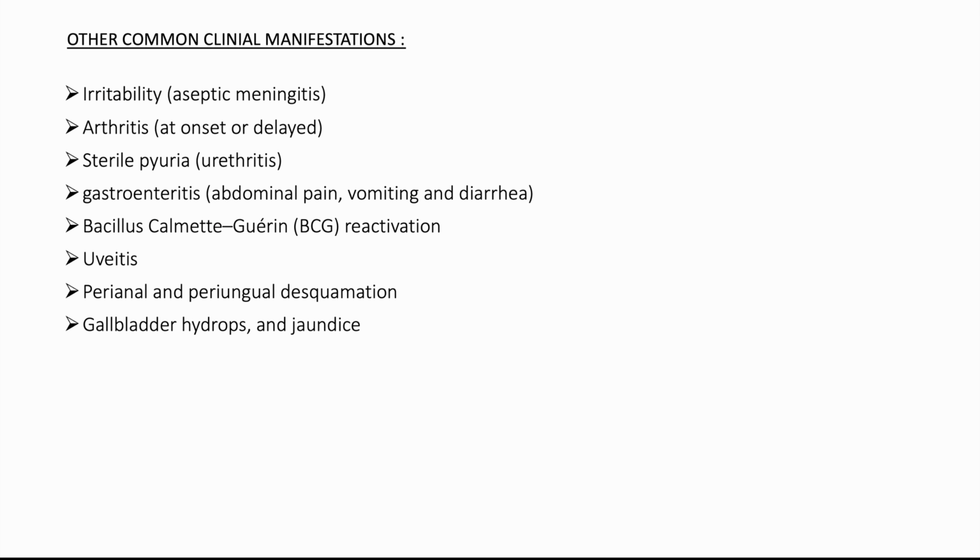These are uncommon clinical manifestations: irritability, aseptic meningitis, arthritis, sterile pyuria, urethritis, and gastroenteritis with abdominal pain, vomiting, and diarrhea. Then BCG reactivation, uveitis, perianal or periungual desquamation, and gallbladder hydrops and jaundice. These are the uncommon clinical manifestations that occur in Kawasaki disease.